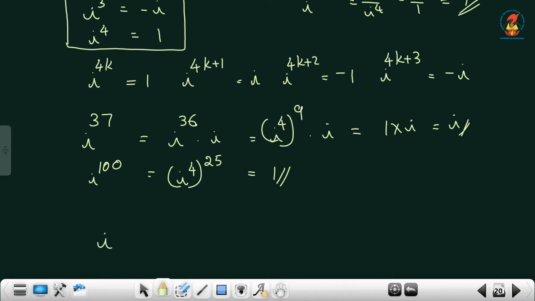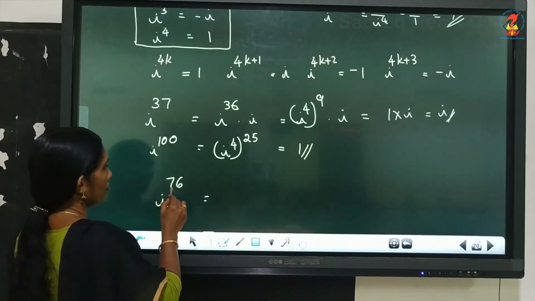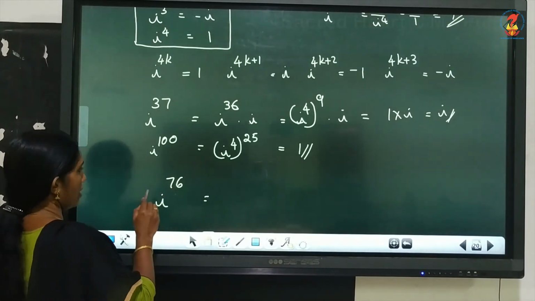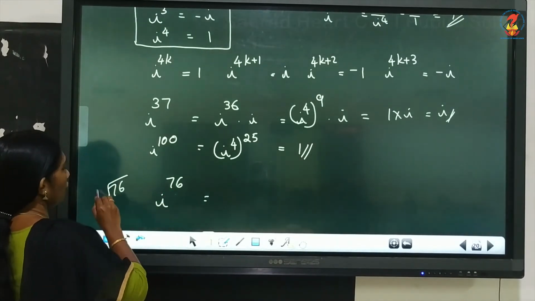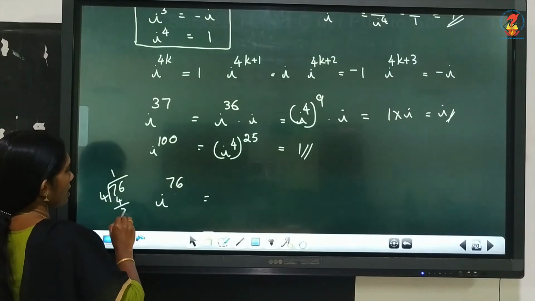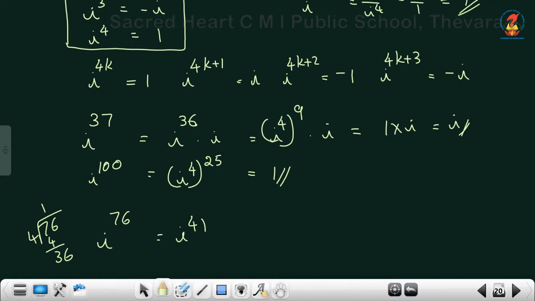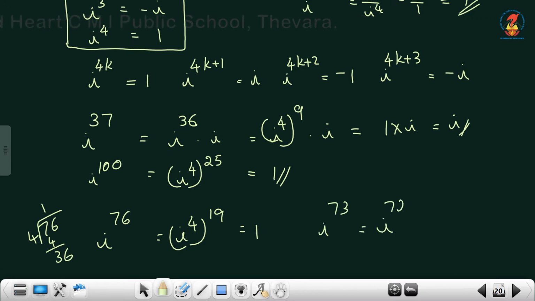i raised to 76. Is 76 a multiple of 4? Yes. 76 by 4, 19. So, i raised to 4 raised to 19. So, that is equal to 1. If i raised to 73, so i raised to 72 into i, i raised to 72 is 1. So, you can write i. In that way you can do.